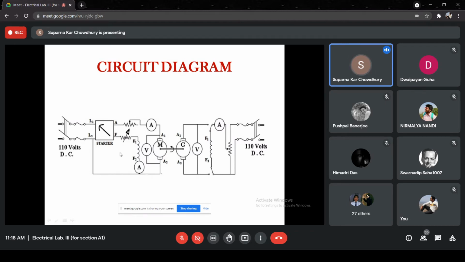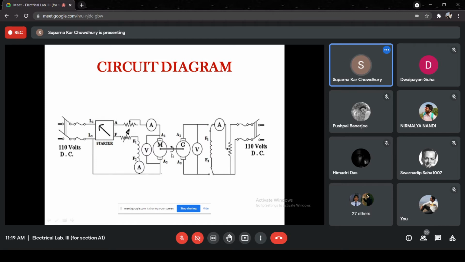DC motor speed can be varied. Now, for the generator, it will run at no load. So we have only the voltmeter at the terminal, and it is separately excited. So this is the circuit for field excitation. We have the resistors connected as a rheostat, so that we can have broad variation of the field.